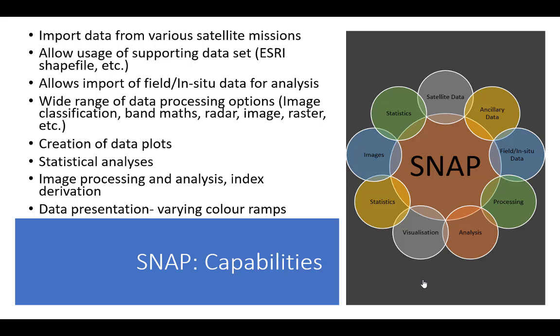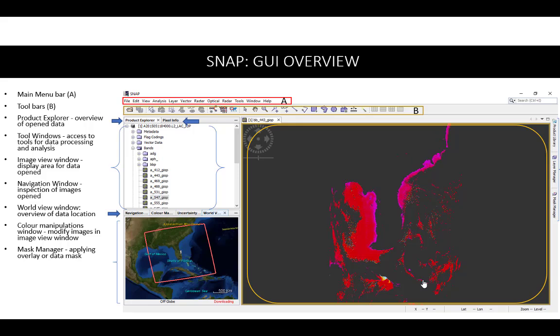So it combines the two. So what you can do from data from NASA Earth observation mission and the European Space Agency, you can process them within Snap. So we will move now to look at the graphical user interface.